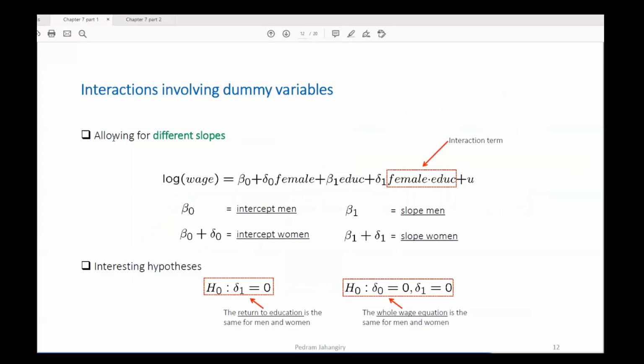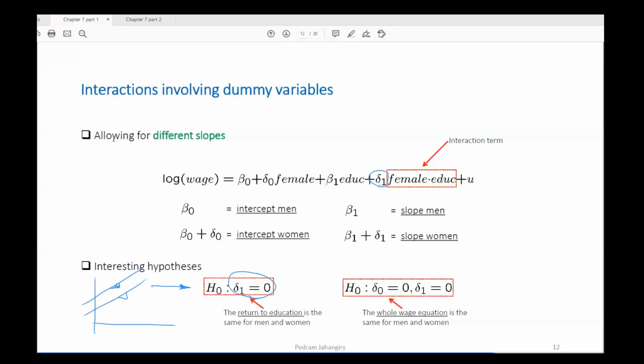So with this, we can ask many interesting hypothesis questions, right? You are the researcher, you are the owner of your research, you can ask whatever question you have. So one interesting hypothesis question is, if delta 1 is equal to 0, basically you're asking if the return to education is the same for both male and female. So you're testing if there's only a shift in intercept. You're testing if the slope for both of them is the same, which is beta 1.